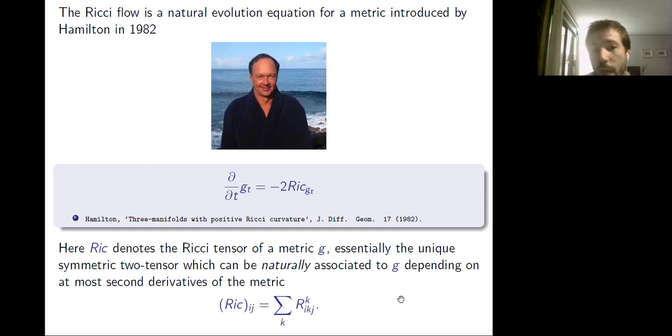So this is a very natural evolution equation because essentially the Ricci tensor is the unique symmetric tensor that can be cooked up out of the metric in a way that only depends on second derivatives of the metric, and is invariant under diffeomorphisms. So it's a natural tensor. And this is the usual Ricci tensor, cooked up out of contraction via the metric of the Riemann curvature tensor.